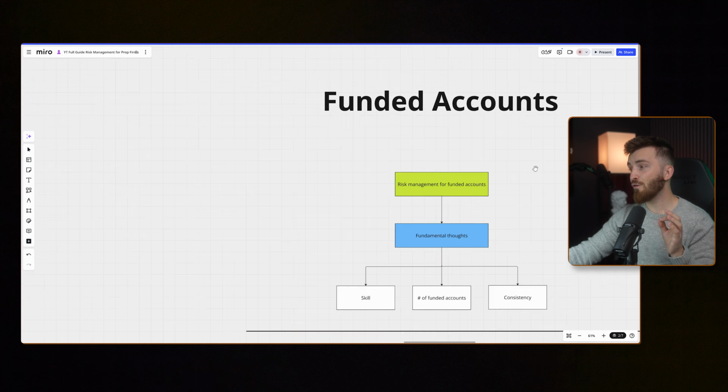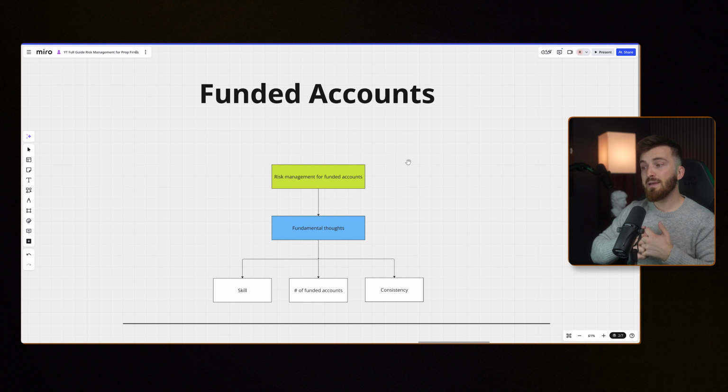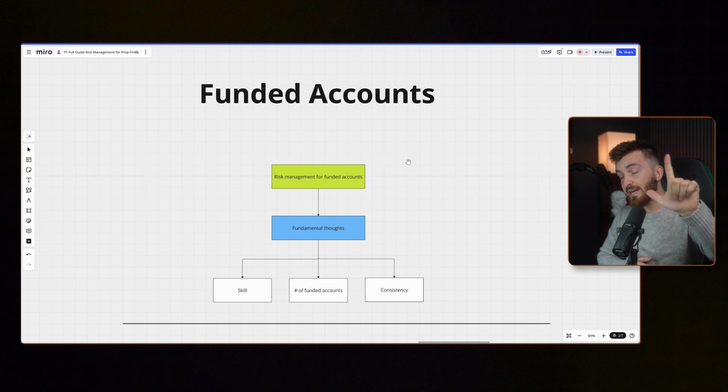But let's now go for funded accounts. Now, for funded accounts, it's a little bit different because the fundamental thoughts are skill, the number of funded accounts that you have, and the consistency at which you want a payout. Do you want bigger payouts or do you want consistent payouts? And let me tell you right now, I like consistent payouts.